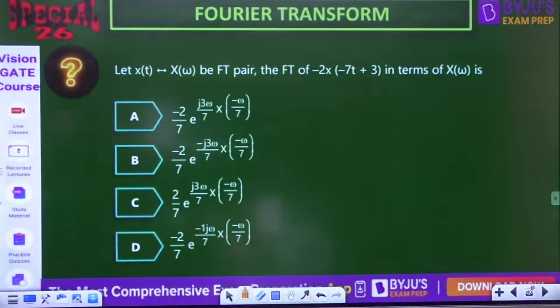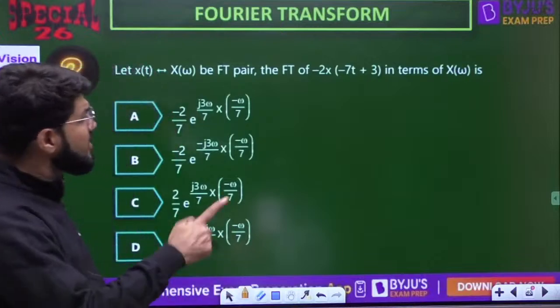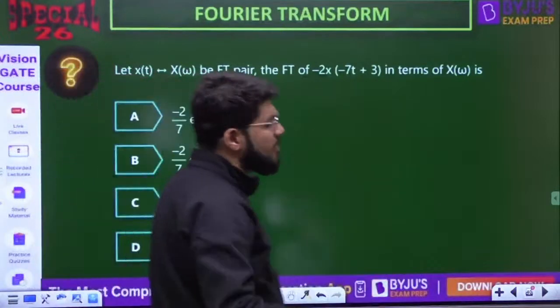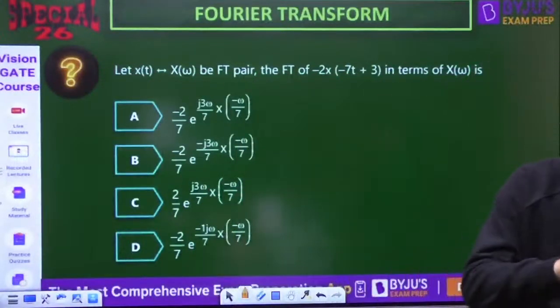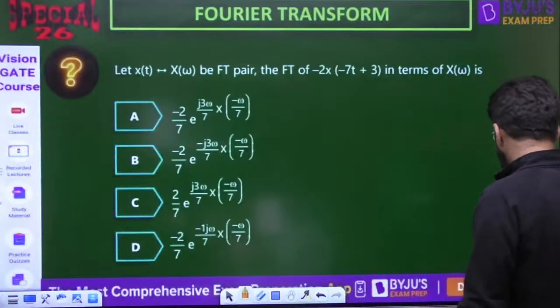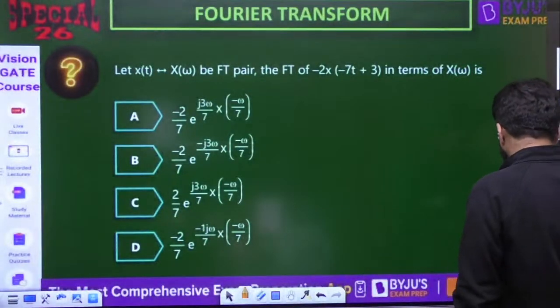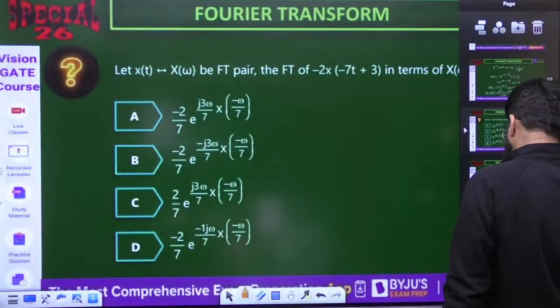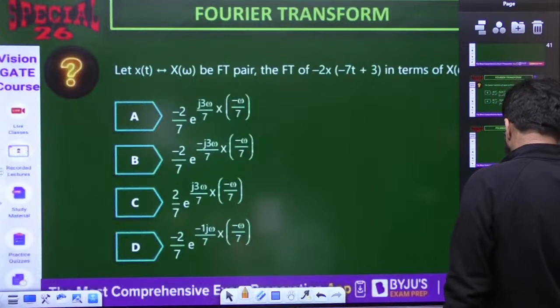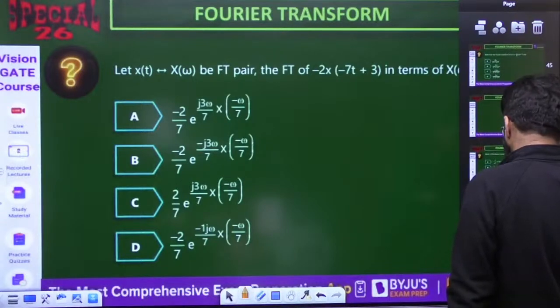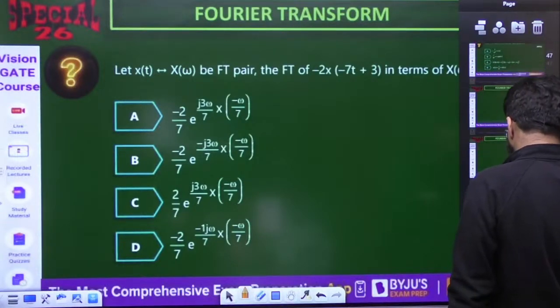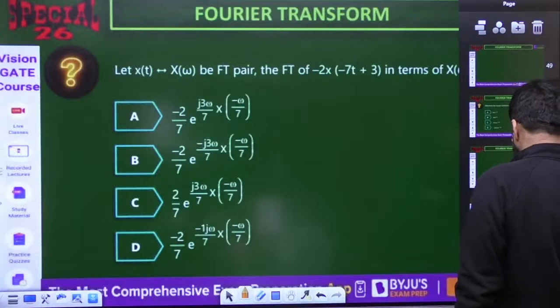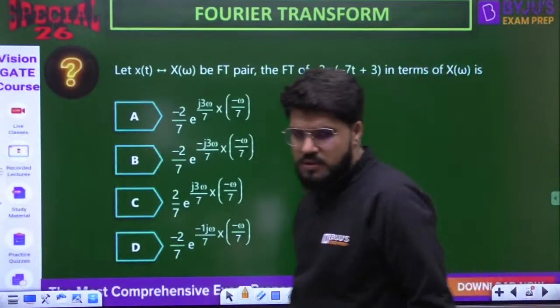Here it is. Let x(t) and X(omega) be a Fourier transform pair. What is the Fourier transform of minus 2x(t minus 7) plus 3 in terms of X(omega)? Please try this. It is purely properties that you have to apply to get me the answer. Yes, do it up.